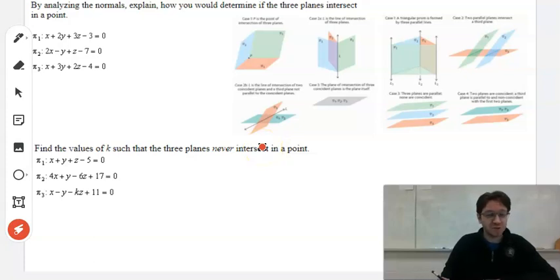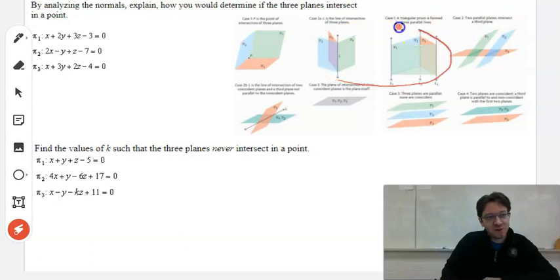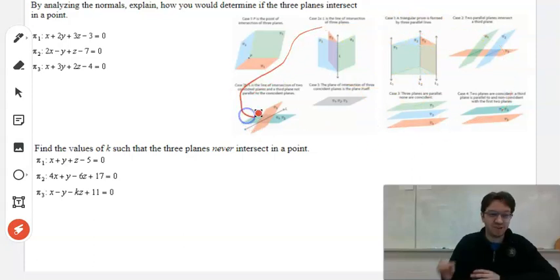So you can certainly look at those normals to see if any one is a scalar multiple of another. And if they are, then you know it's one of these situations, and therefore, it's not this one. But doing that method, although good, doesn't exclude these two possibilities here. So there's another method we can use that would exclude all these possibilities in one shot. So that's what we want to look at right here.